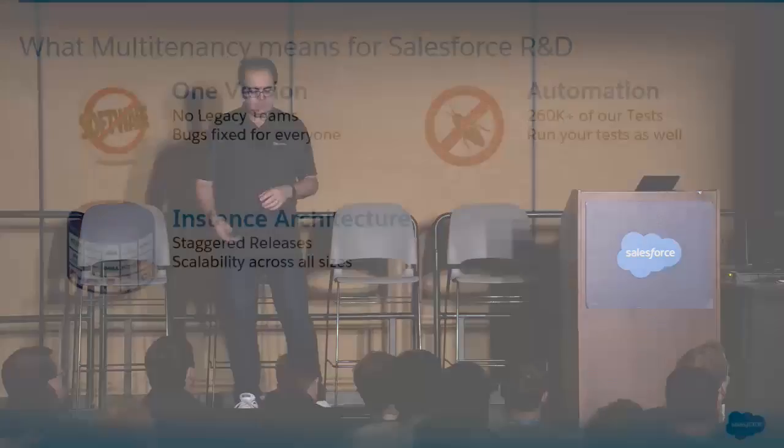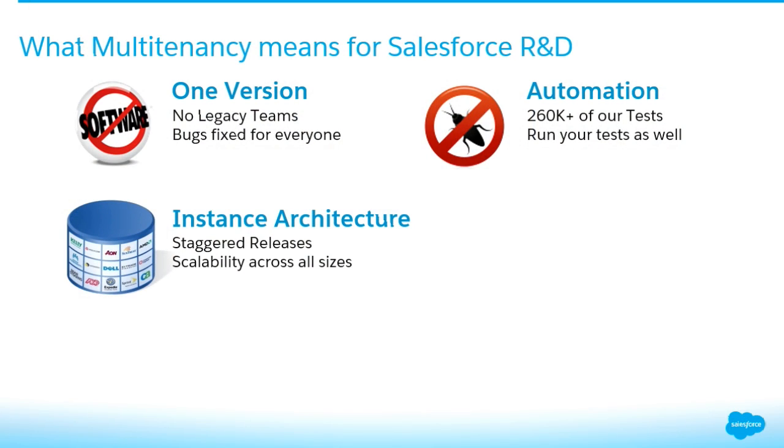And then instance architecture, like I said before, we have multiple instances, over 50. So what we actually do is we do a staggered release. So we've already done the upgrade for winter on some of our sandboxes already. So some of you will already be seeing the new winter release coming out. Next week, we do the first release. We do another release 2 weeks later.